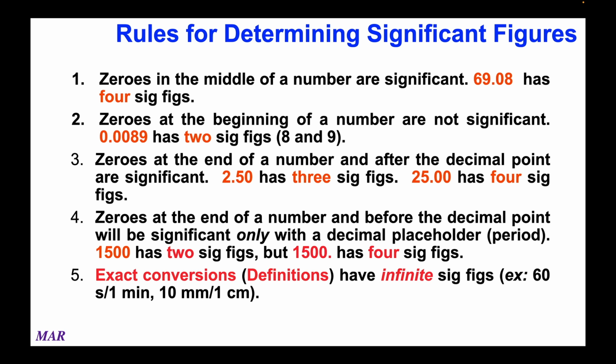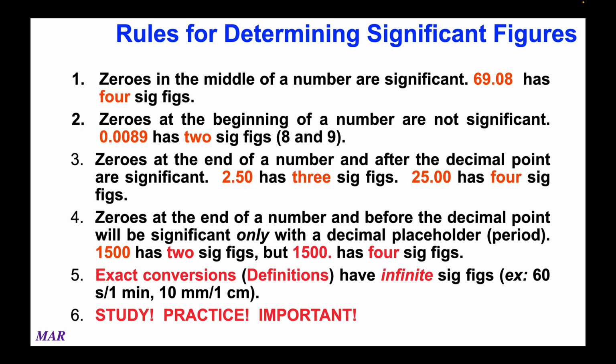It's the same thing with 4 quarters equals $1. You will never have 3 quarters equal $1 or 5 quarters equal $1. It's always 4 quarters. So definitions, if you see them, have infinite sig figs, don't worry about it. And finally, I just want to say, this is something you've got to study and practice. Very important.